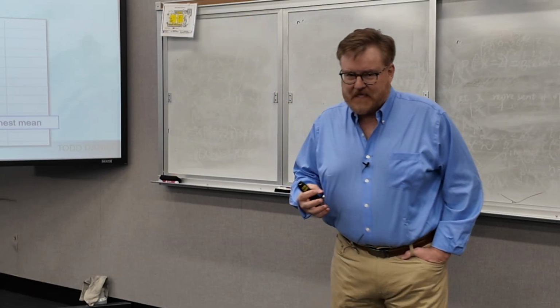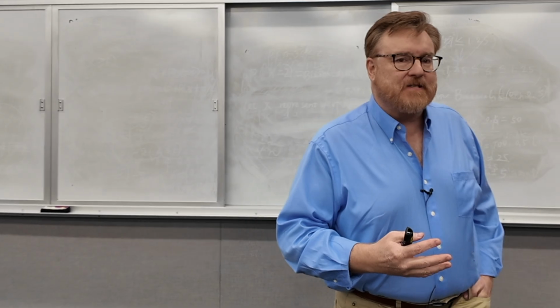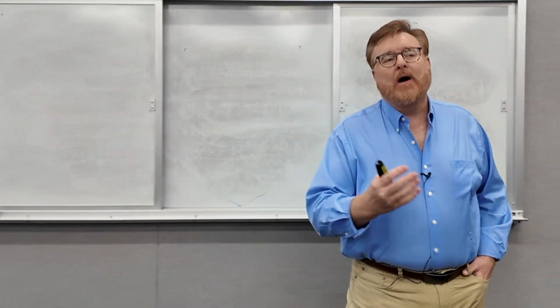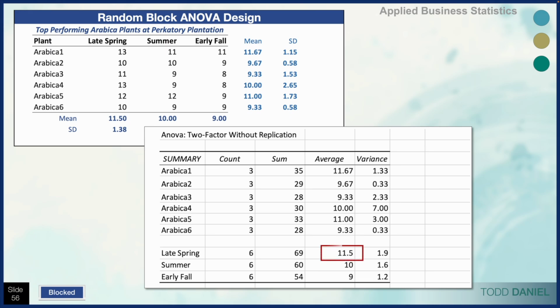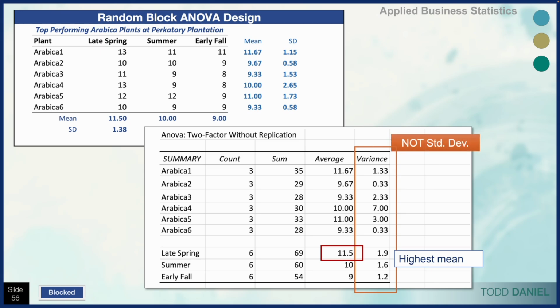We were interested in what growing season is best. Planting at what time gives us the highest yield. And what we see is that the highest yield is in late spring. We got an average of 11.5. Okay, that's pretty good. That means we should always plant in the late spring.